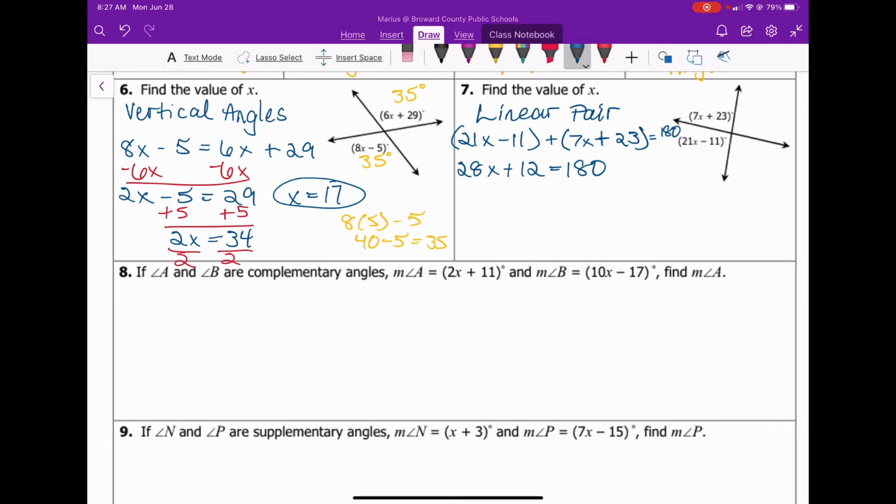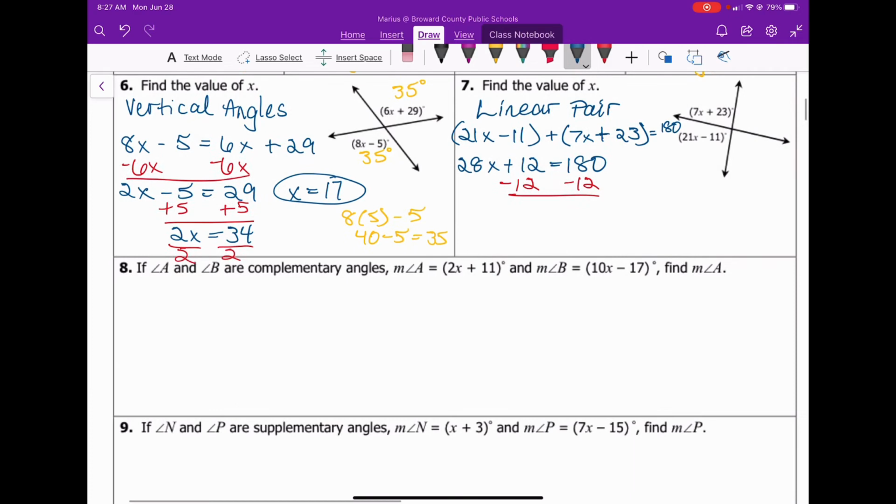And keep working. We're going to subtract 12 from both sides next. And remember, they're asking us for the value of x. So that's going to give us 28x is equal to 168. And then the last step is to divide both sides by 28. All right. Which is going to lead us to x is equal to 6.